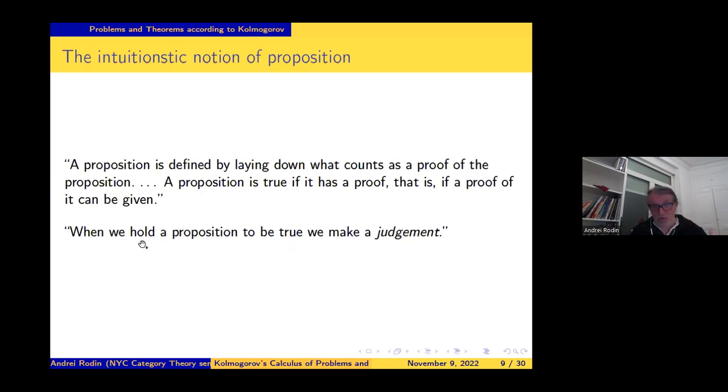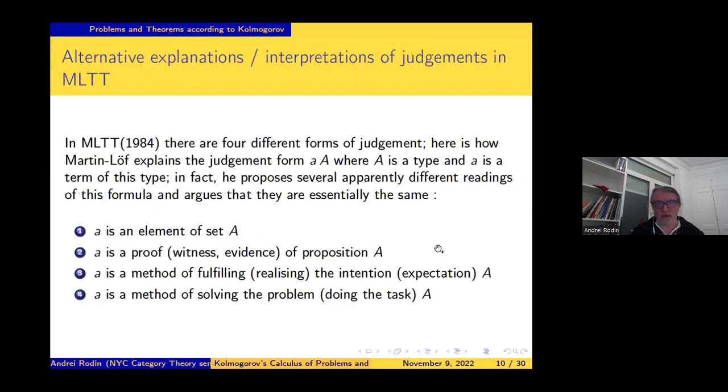Then I just mention in passing that he had this notion of judgment, which is an asserted proposition. We hold a proposition true, we make a judgment. And for Per Martin-Löf, as he explained on many occasions, judgment is in a sense more fundamental. So the primitive thing is a judgment, and then we analyze a judgment into, say, proposition and its proof or truth value. So the notion of proposition, according to this view, comes from analysis of the notion of judgment, not the other way around.